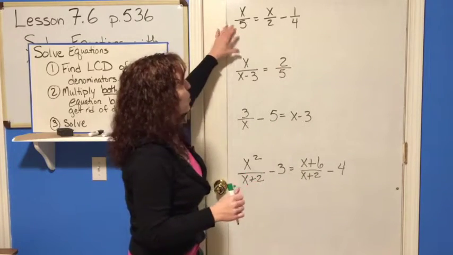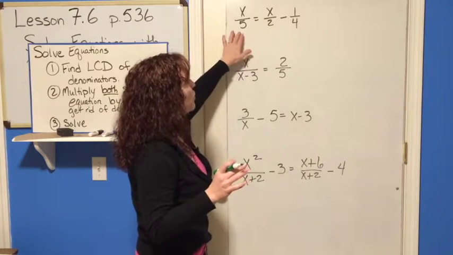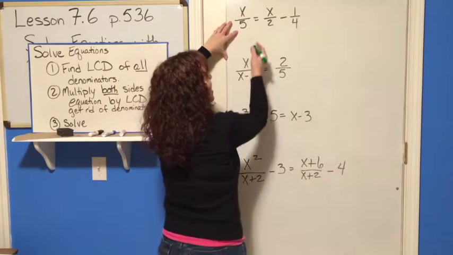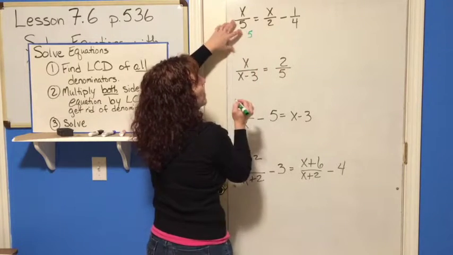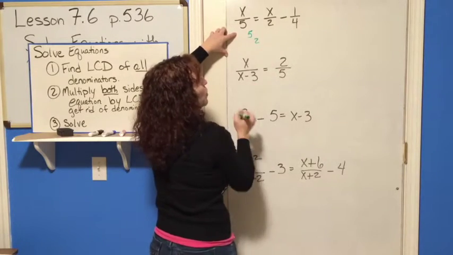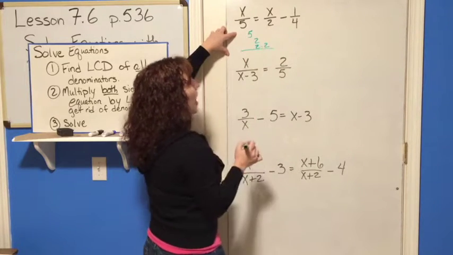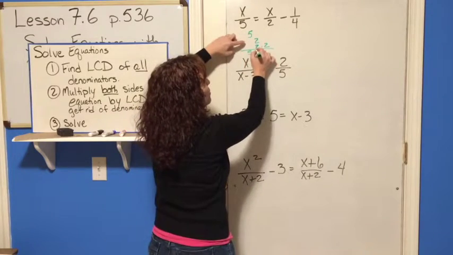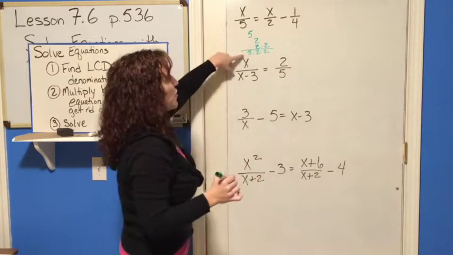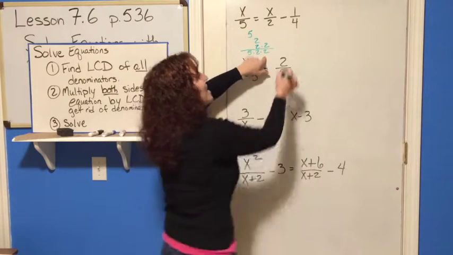In our first problem, we simply have constants. We have a 5, a 2, and a 4. So if you'll remember, to find the LCD, we're going to list our prime factors. 5 is just 5. The prime factor of 2 is just 2. The prime factors of 4 is 2 times 2. So your least common denominator is going to have to be the 5 times 2 2's. So 5 times 2 is 10, times another 2 is 20. So 20 is the LCD.